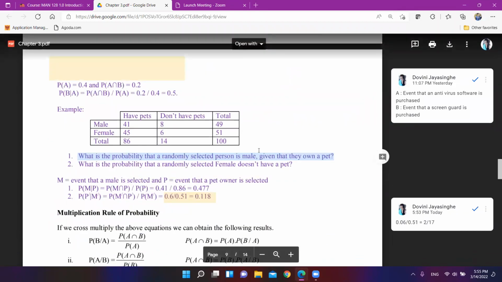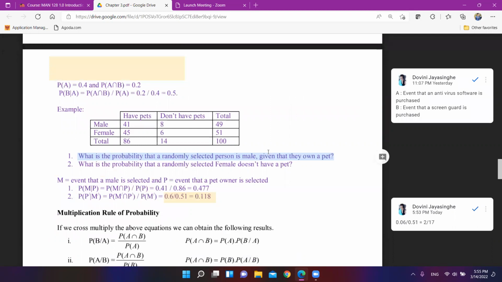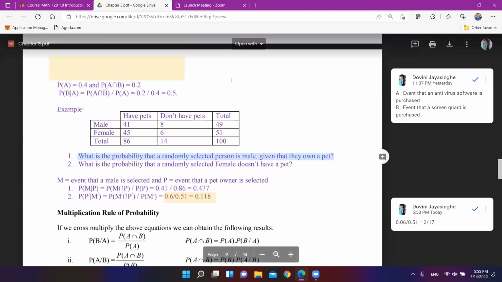Now, what is this question asking? What is the probability that a randomly selected person is a male? So that is what is being asked, the probability of being a male. So we write it on the left hand side. Given that they own a pet.